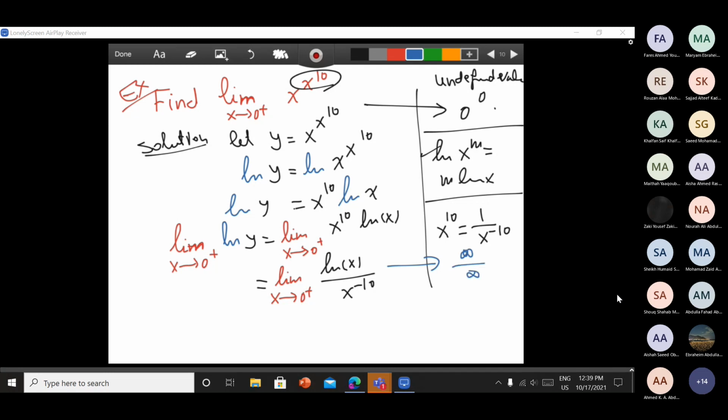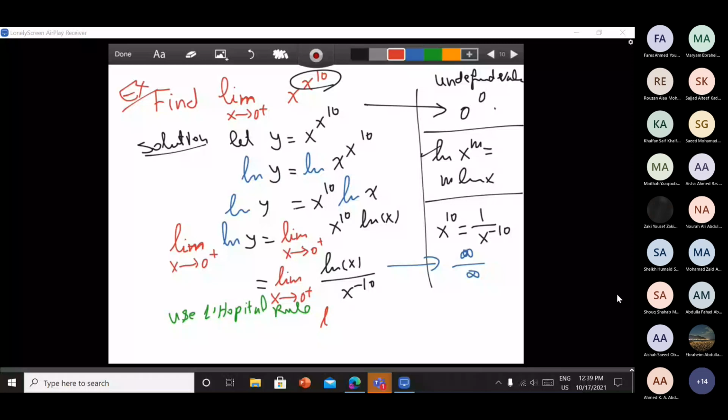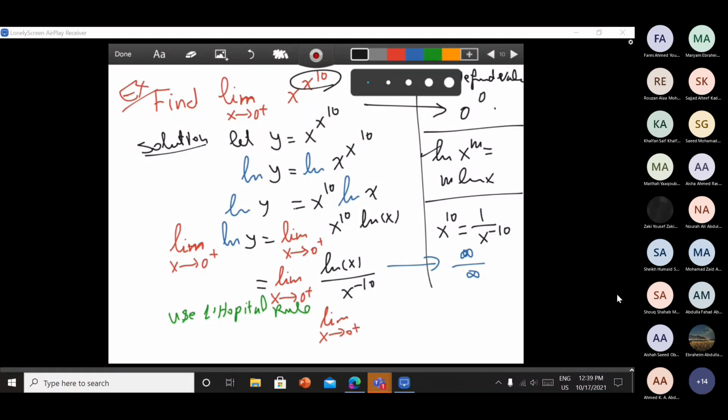So using L'Hopital, let's use the L'Hopital rule. It will be the limit when x tends to 0 from the right for what? For ln y, or for this one. So when you differentiate this one, the derivative of ln x is 1 over x. The derivative of x to the minus 10, I bring the power down and subtract 1, so it will be minus 11. Okay. If I take this one up, it will be x to the power 11, right?